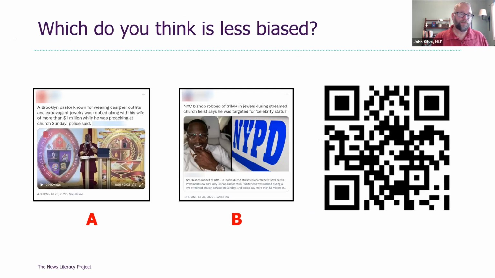So taking a look at this, we might look at example A, and we might see that they've added detail about the pastor known for wearing designer outfits and extravagant jewelry. We might see the inclusion of that as being more biased than the one on the right, Article B, which is more direct and to the point. One question we would have to ask is, is the inclusion of those details germane to the actual story?